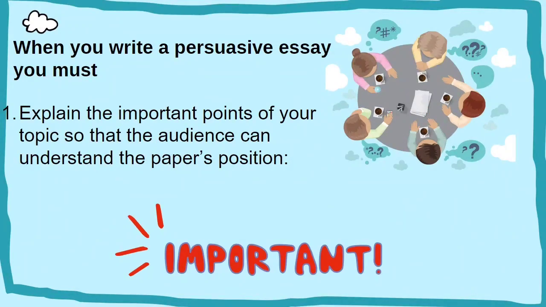When you write a persuasive essay, you must: number one, explain the important points of your topic so that the audience can understand the paper's position. Remember that there are many parts of any argument. The topic of your paper should give information about the specific aspects of the issue that you plan to address.